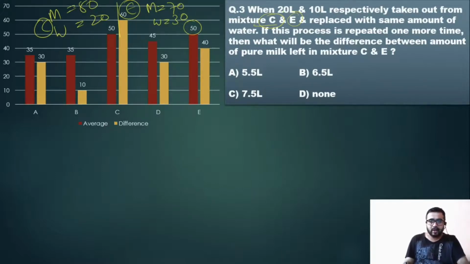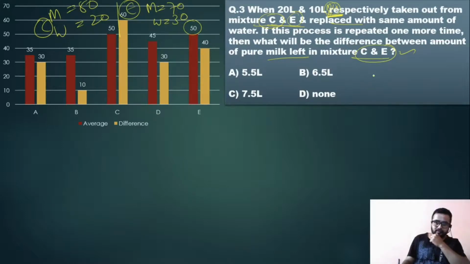What is the question? When 20 liter and 10 liter, actually there should be mixture here. If 20 liter and 10 liter mixture are respectively taken out from mixture C and E, okay, so here it should say mixture actually. I forgot to write that. When 20 liter and 10 liter mixture are respectively taken from mixture C and E and replaced with the same amount of water, and this process is repeated one more time, then what will be the difference between the amount of pure milk left in C and E? So I have already told you this concept.